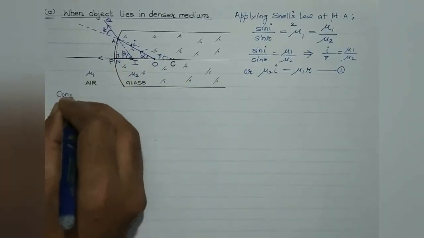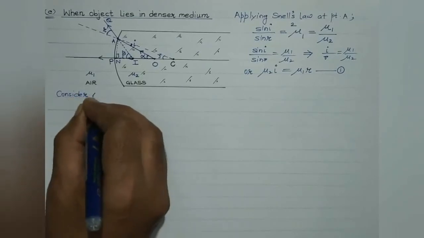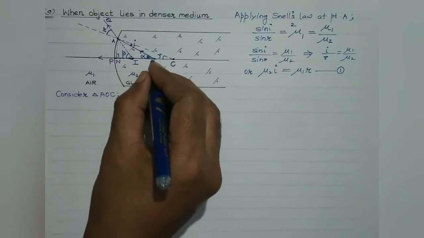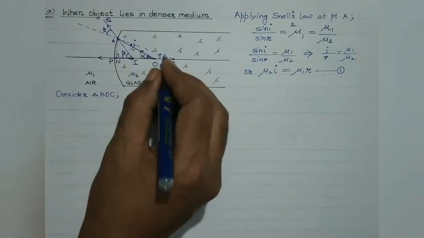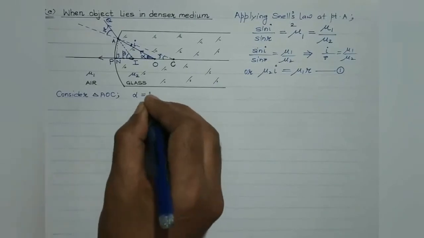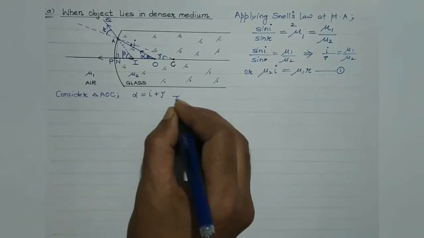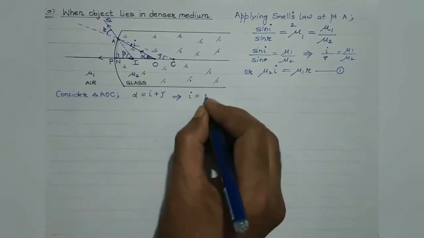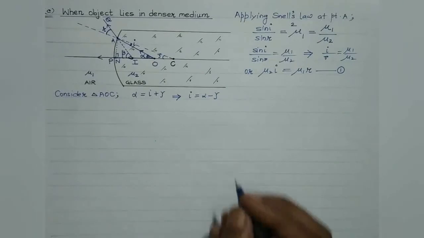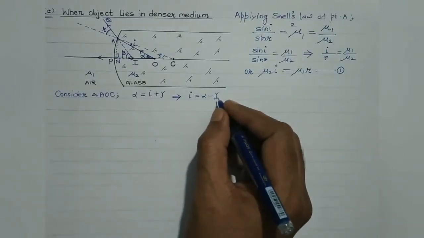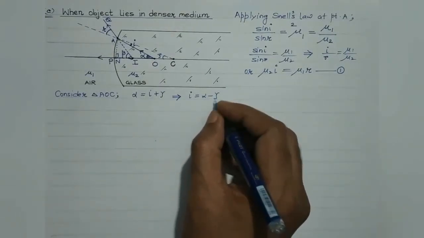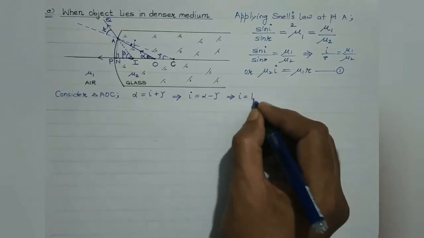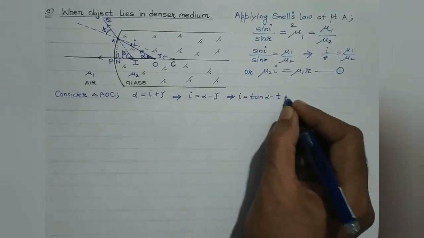So in triangle AOC, what we get is exterior angle, alpha is the exterior angle, is equal to the sum of the opposite interior angles. Alpha, it would be equal to I plus gamma. And since I is to be found, isn't it? So I can be rearranged as alpha minus gamma. Now alpha, beta, gamma are very small. Therefore, they can be replaced with their tangents. And accordingly, students, it can be written as tan alpha minus tan gamma.